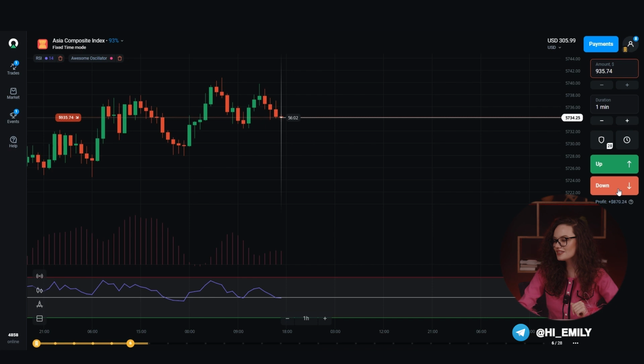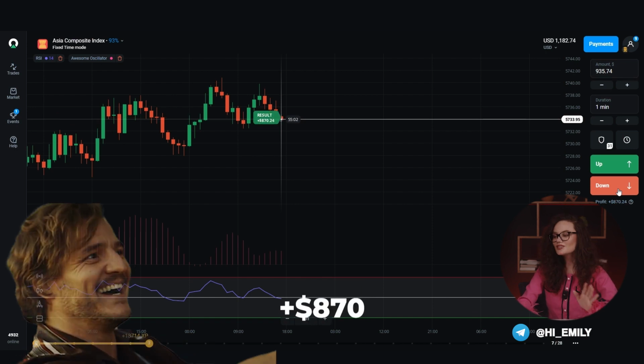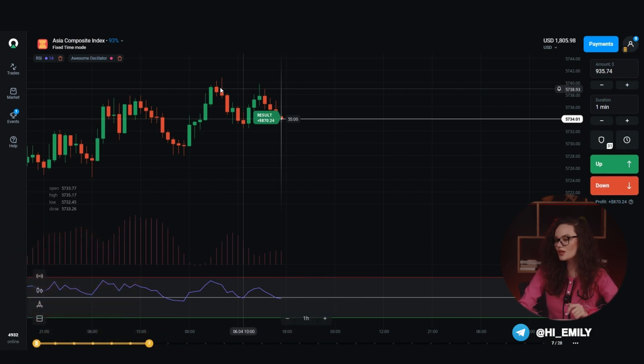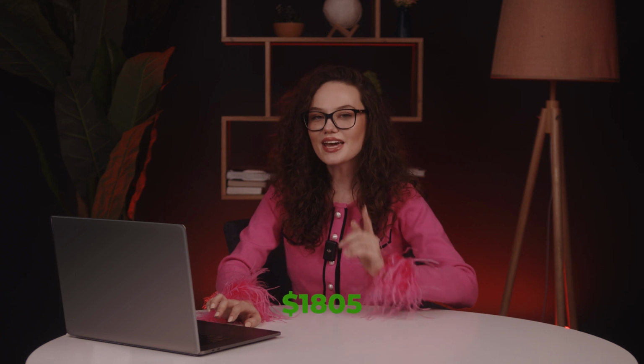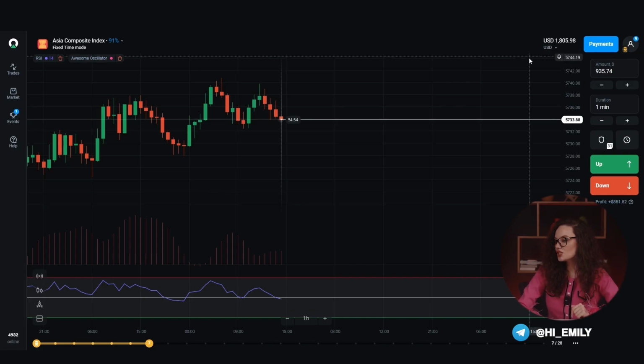Here again we see the intersection of the moving averages, which gives us a signal to go down. So the deal is over. The next correct deal in a row. We observe our balance at $1,805. We are increasing our transaction amount by $1,805. So we found the situation we needed and we opened our deal for 1 minute rise.